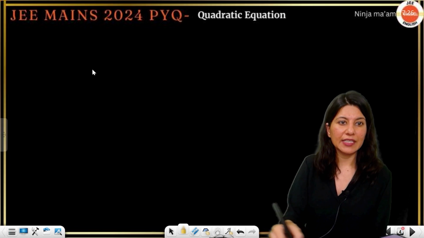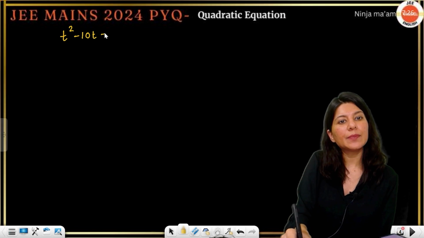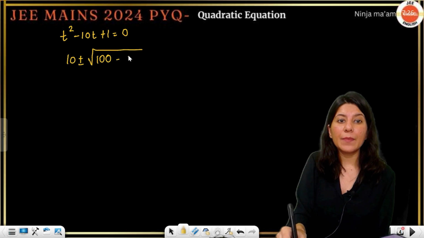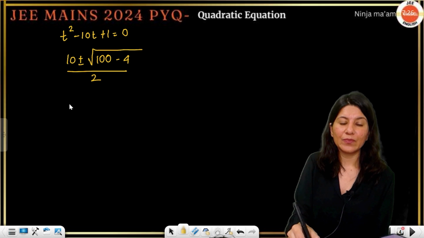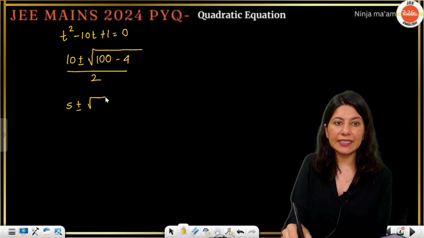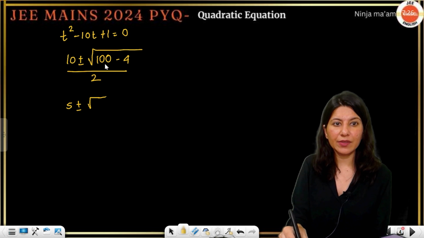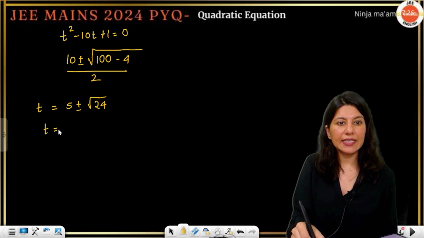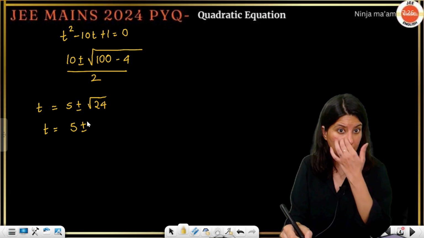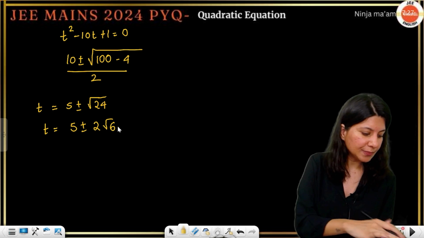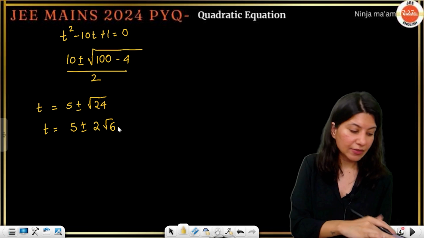Let us solve t square minus 10t plus 1 equals 0. So t equals 10 plus minus square root of 100 minus 4, upon 2a. So 5 plus minus, this is root 96, or you can just do 25 minus 1, 24. Yeah, that's cool. t equals 5 plus minus root 24, and root 24 is nothing but, 6 fours are 24, right? So 2 root 6. This is the value of t.